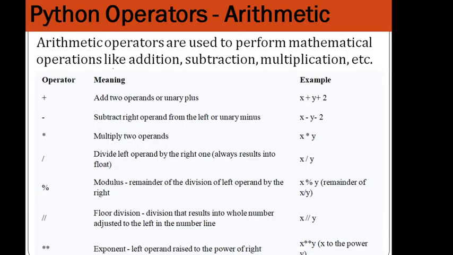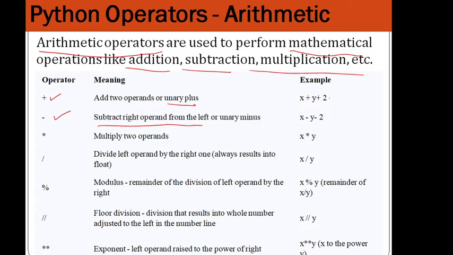Then we move to Python operators. Let's start with the arithmetic operators. Arithmetic operators are used to perform mathematical operations like addition, subtraction, and multiplication. We can see we have a number of operators here. Plus represents adding two operands, or unary plus. Unary plus will come later. Minus subtracts the right operand from the left.